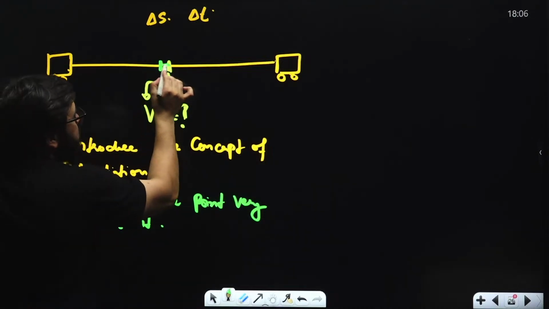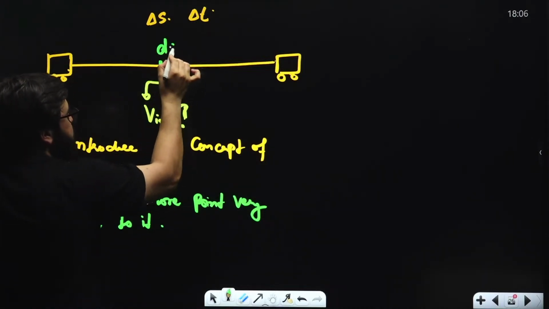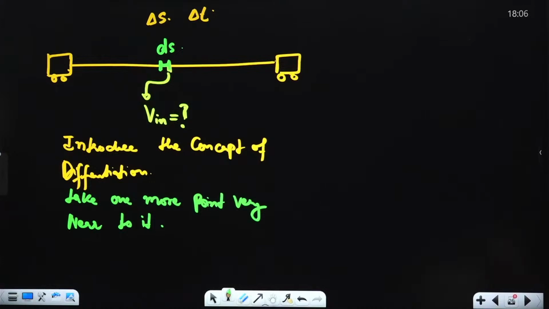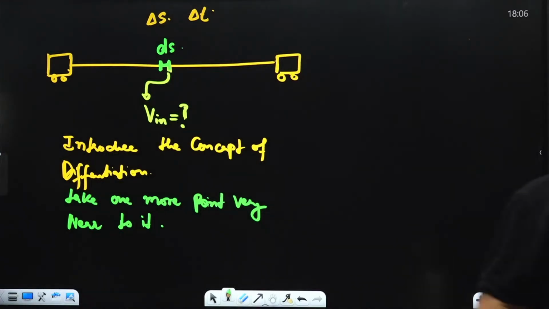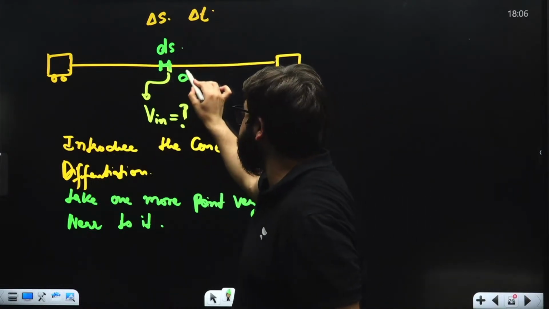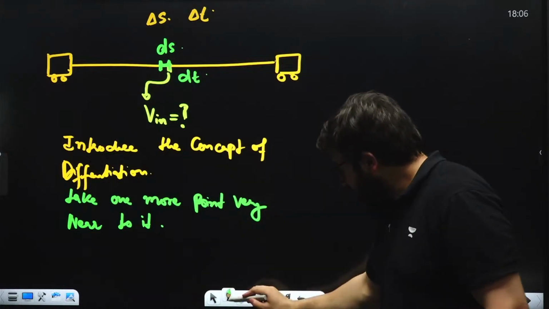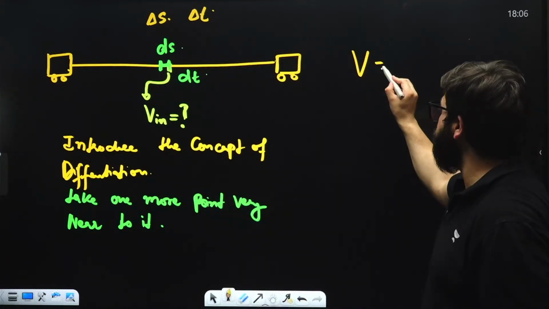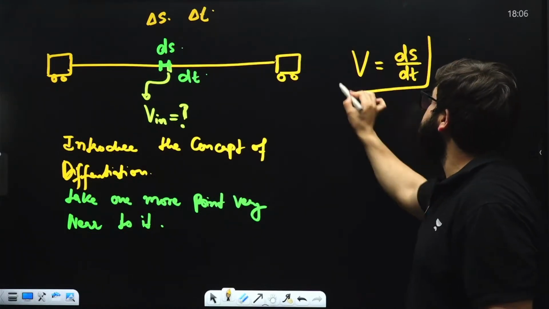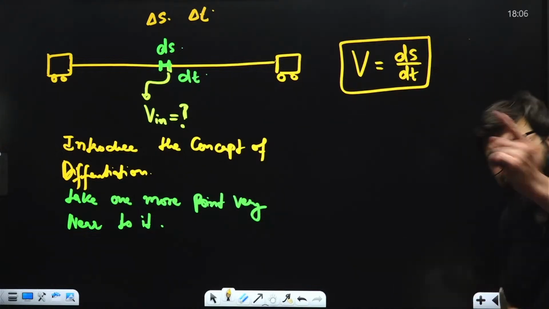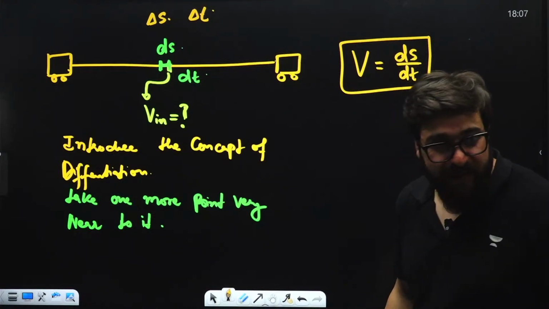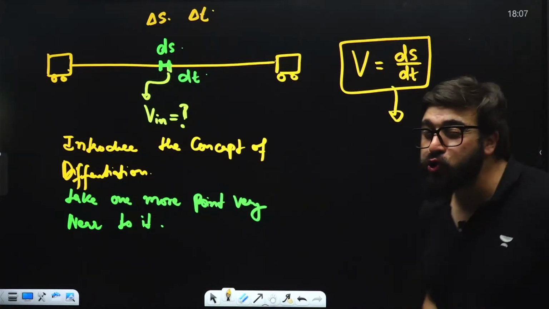Now, can you tell me how much is the displacement between the two? You say, sir, that is ds. Why do we call it ds? Because it is extremely small. And how much time have they taken in covering this distance? That is dt. Now, can we find the velocity? Velocity at this instant will be ds divided by dt. Don't you think we have seen this somewhere? ds by dt, dy by dx. So this is like slope, sir.